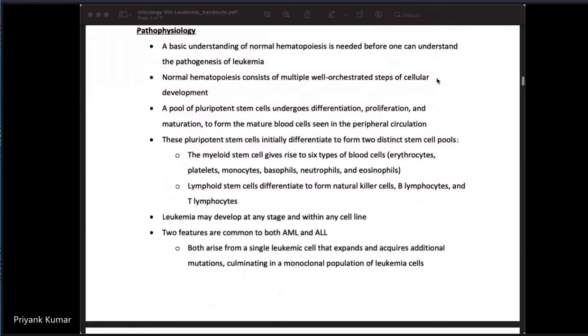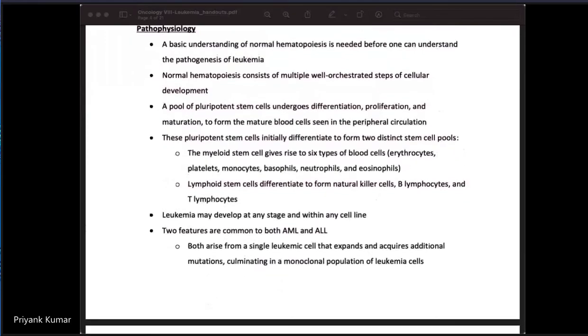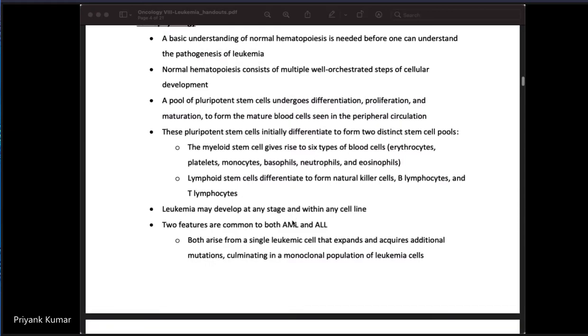Now here we have discussed the pathophysiology of ALL. If you want to understand the pathophysiology of leukemias, you should understand hematopoiesis, and we've already discussed briefly what hematopoiesis is. This is important: leukemia may develop at any stage and within any cell line.